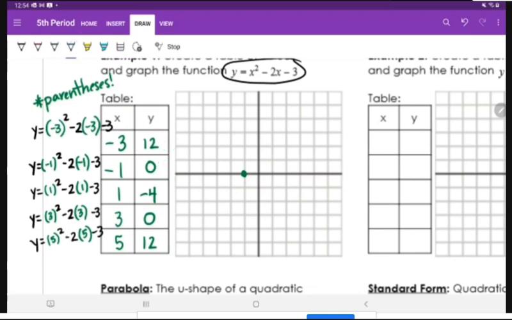All right, so let's plot all 4 of these points. I already did (-1, 0). Let's do (1, -4). Then (3, 0). And finally (5, 12). Well, (5, 12) is off of our table again.